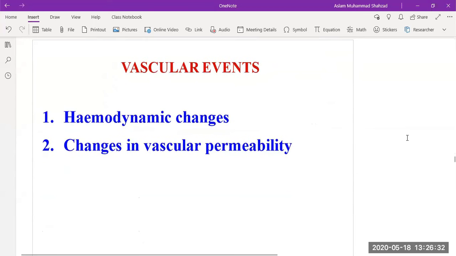When we discuss the vascular event, we will discuss the hemodynamic changes, and we discuss the changes in the vascular permeability. What is meant by hemodynamic changes? We can discuss in terms of the pressure, hydrostatic pressure, or oncotic pressures. And the second thing, when we talk about the changes in vascular permeability, we're talking about vascular leakage.